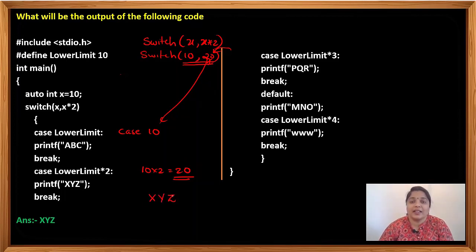X, Y, Z. After that you have a break, so it breaks out of the switch. If there was no break, the following case statements would also be evaluated. Not evaluated, rather all the following printf statements, including the default statement, would be printed. But in this case, there is a break after this case statement. So after this, none of the statements are evaluated and your output will be only X, Y and Z. So, answer is X, Y, Z.